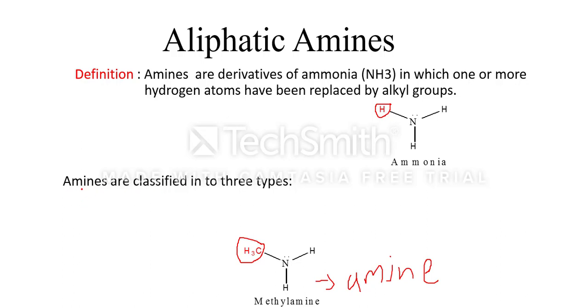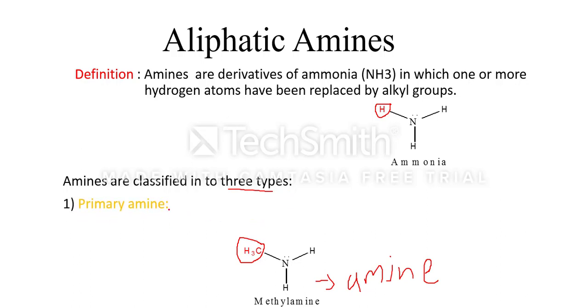The classification of amines: there are 3 types of amines. Generally amines are classified into 3 types on the basis of replacement of hydrogen. Ammonia contains 3 hydrogens bonded with nitrogen. If one hydrogen is replaced by an alkyl group, it is called a primary amine. If 2 hydrogens are replaced by 2 alkyl groups, it is called a secondary amine. If all 3 hydrogens are replaced by alkyl groups or any cycloalkyl group, it is called a tertiary amine.